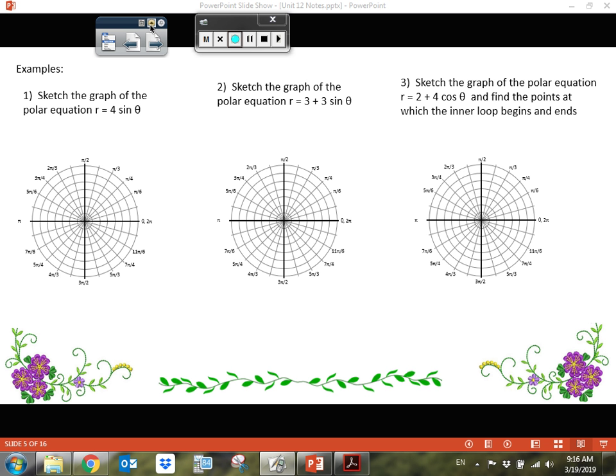Instead of doing a t-chart with random points, I do a Cartesian graph. Okay, that's how I'm going to teach you. You can certainly graph them however you want to, but that's how I would typically do it.